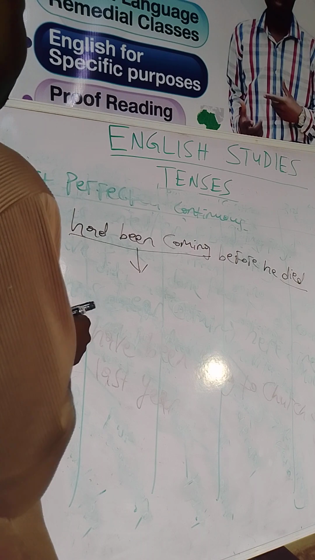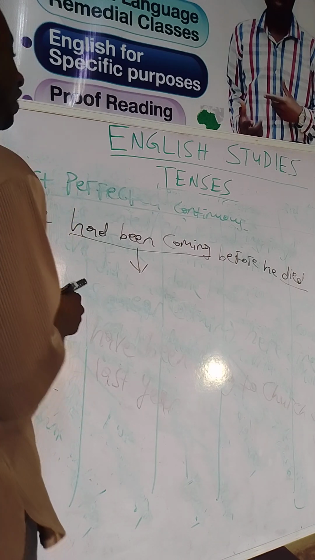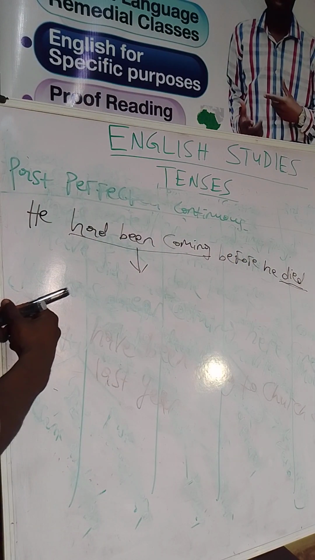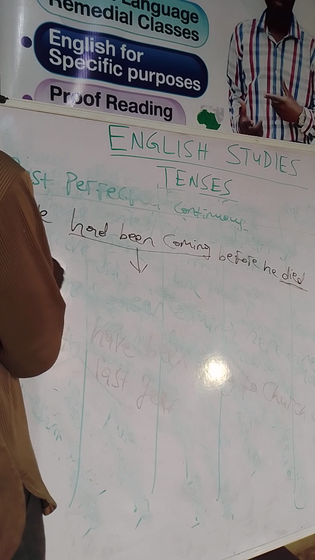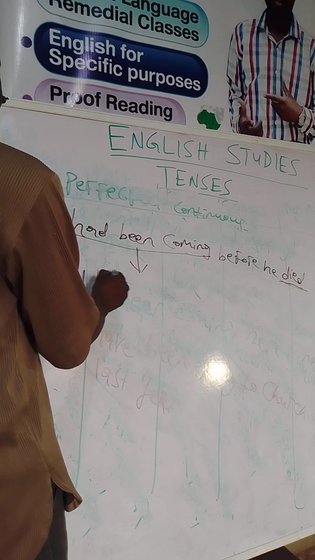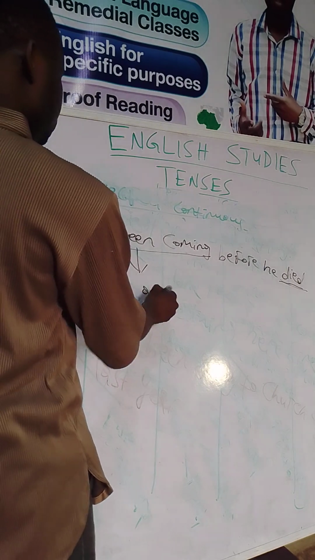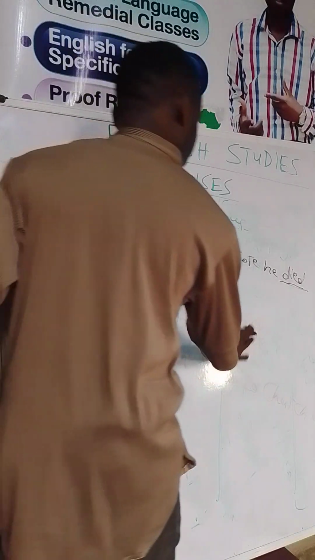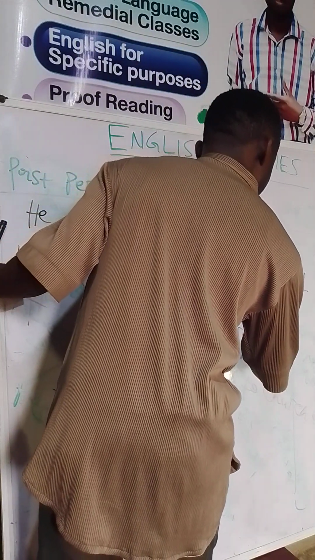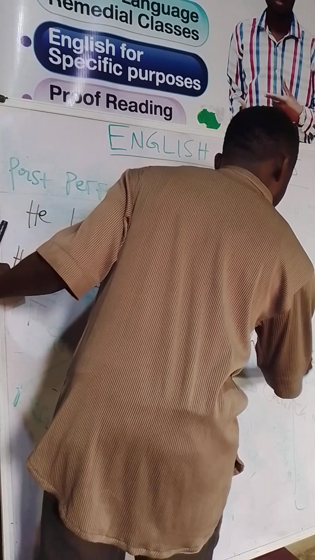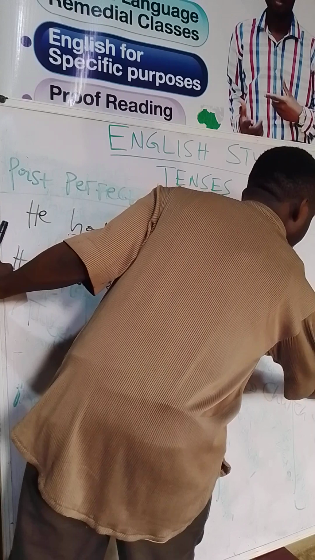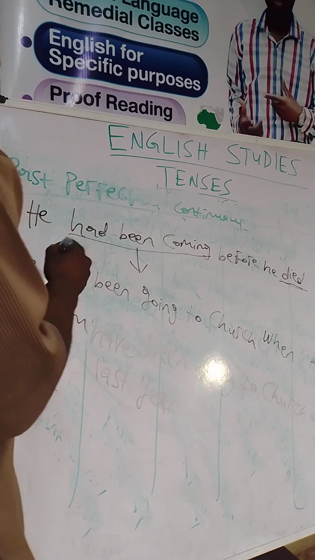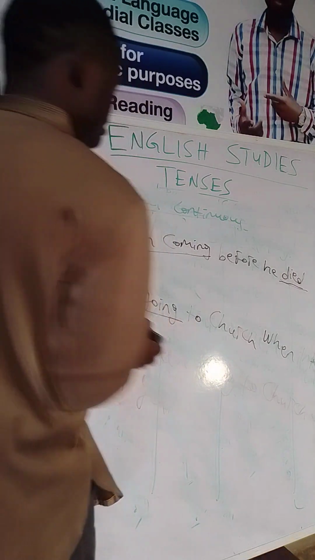But when you say he had been coming, when you use had, you must have another indication of past tense verb. He had been coming before I left. He had been going to church when I knew him. Had been going in that case is an indication of past perfect continuous tense.